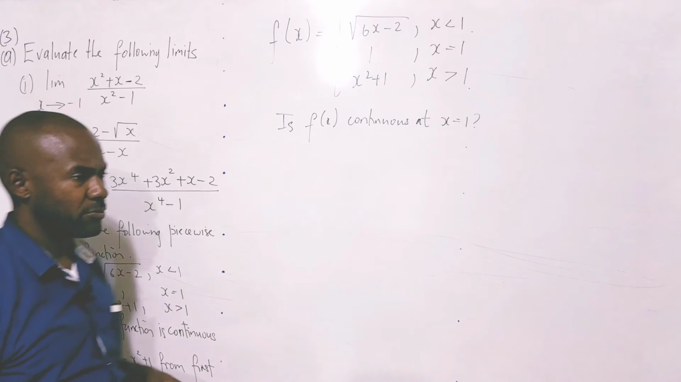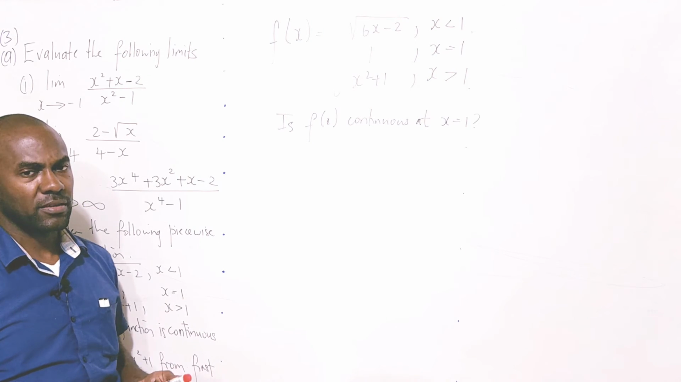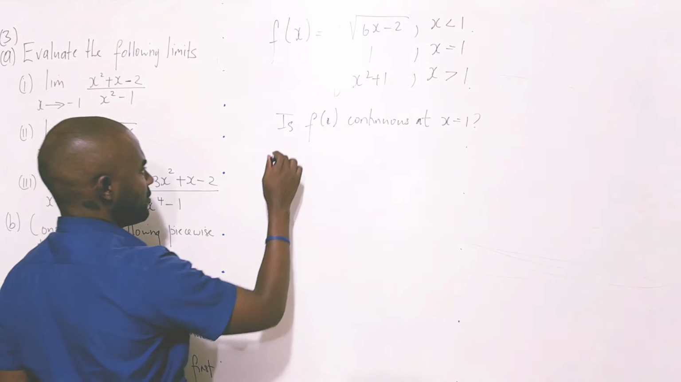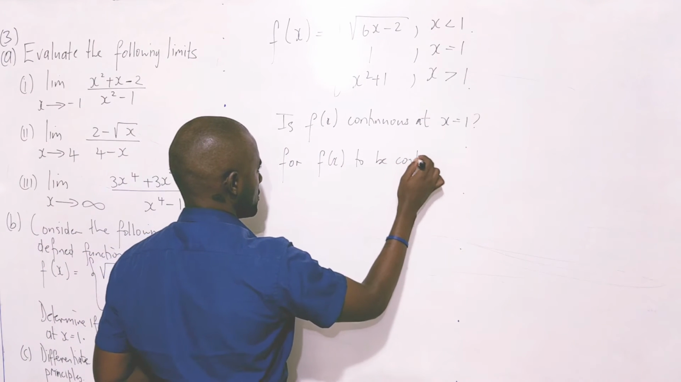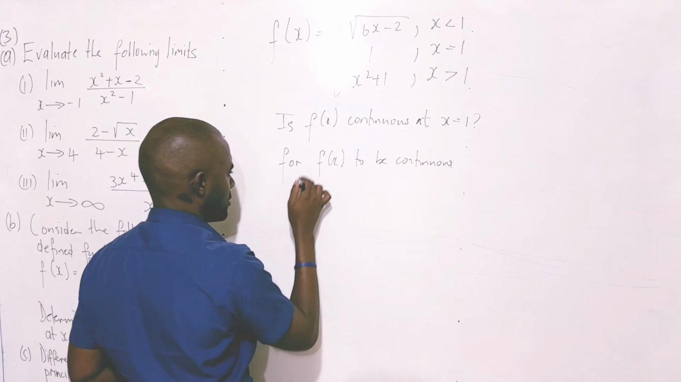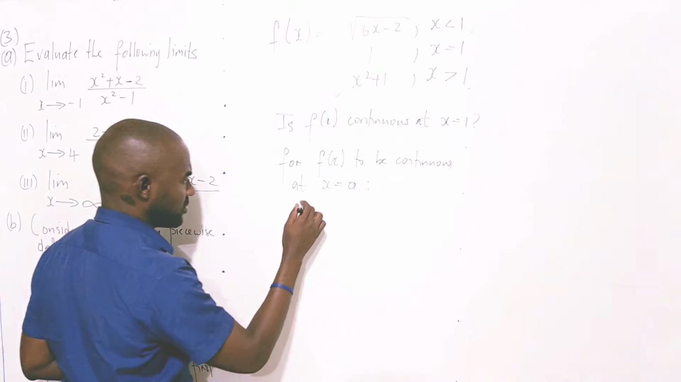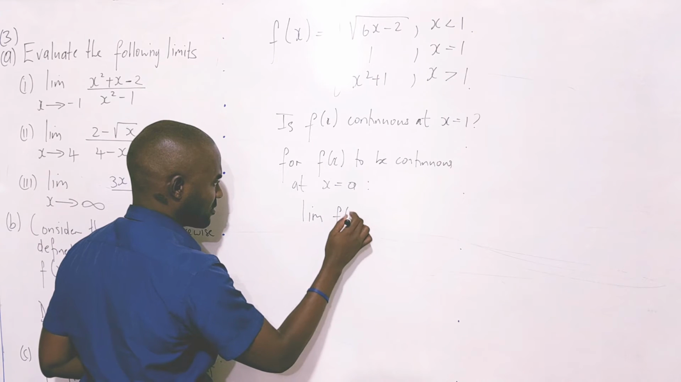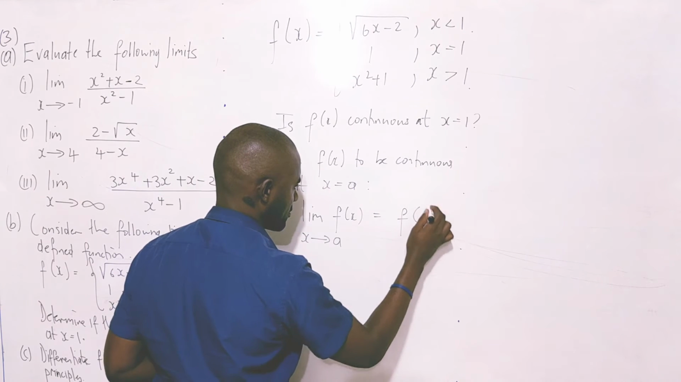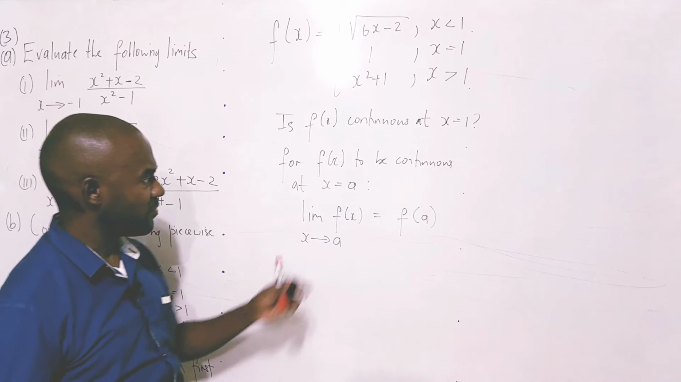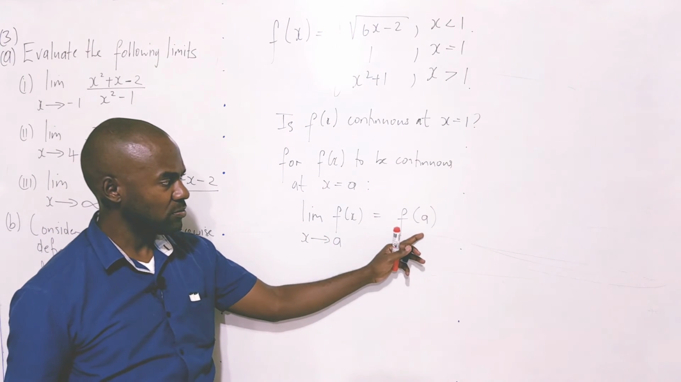Before we start to answer the question directly, let's recall what exactly it means for a function to be continuous at a particular value of x, say a. For function f of x to be continuous at x equals a, this is a condition which must be satisfied: the limit of f of x as x approaches a must be equal to f of a. So for the function to be continuous at some value a, the limit of the function as x approaches a must be equal to f of a.